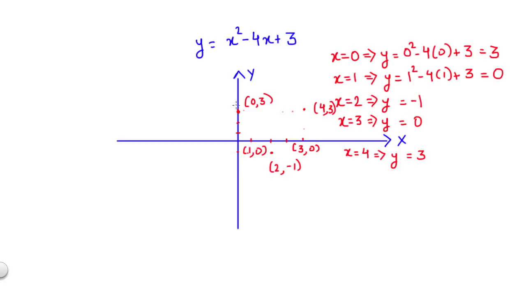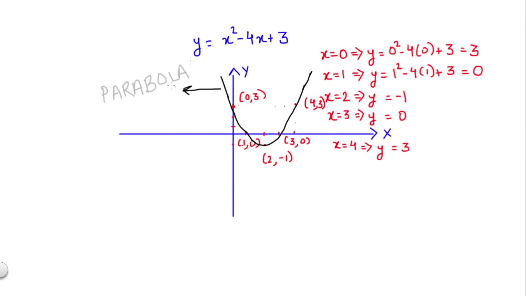Joining all these points together, we would get a sense of the curve that would form the graph for the equation y equals x square minus 4x plus 3. As can be seen, we get a very unique shape of a curve which is generally referred to as a parabola. It turns out that the curve for all quadratic equations is a parabola. We will learn some interesting properties of the parabola in the coming sections.